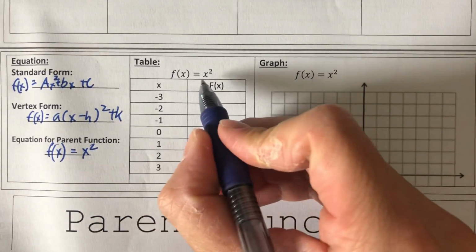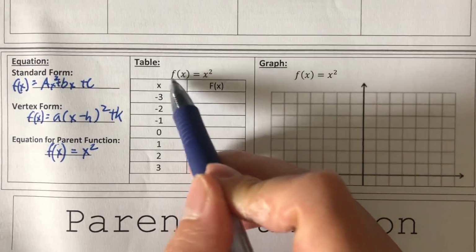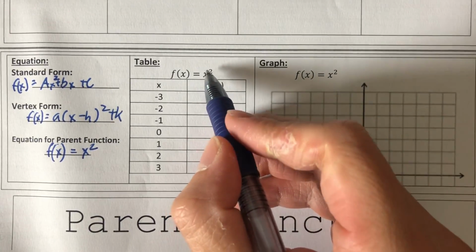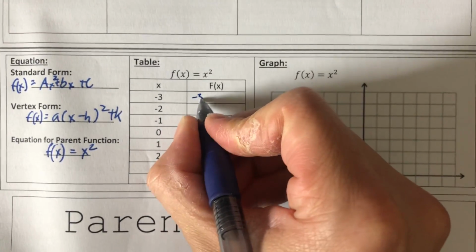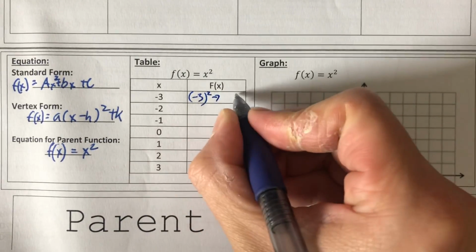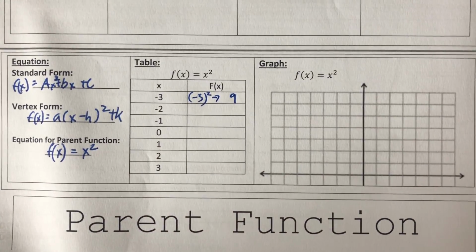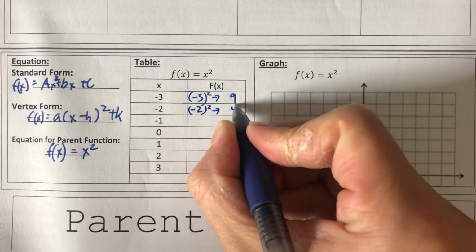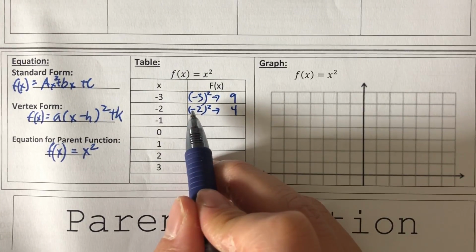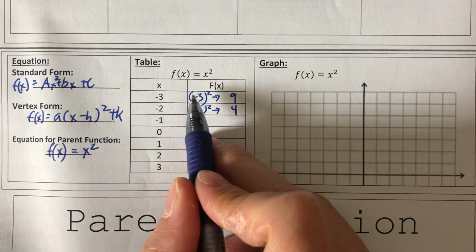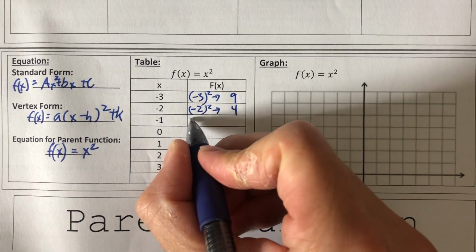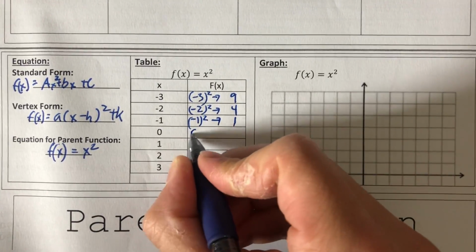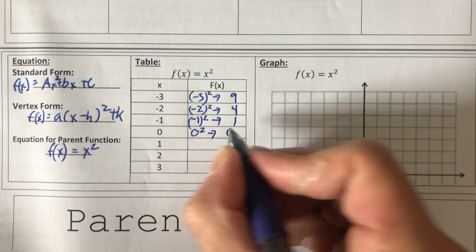So let's plug in some values for x. So here's my equation. I'm going to plug in my value -3 into the function. I have -3 squared, which gives me 9. At -2 squared, I have +4. I know it's negative, but negative times negative is positive. -3 times -3 gives you +9. -1 squared gives me 1. 0 squared gives me 0.